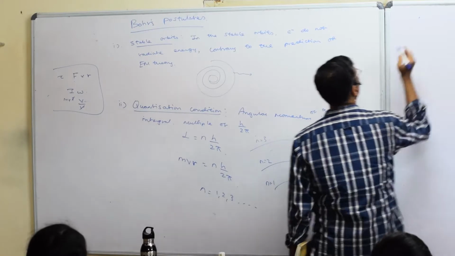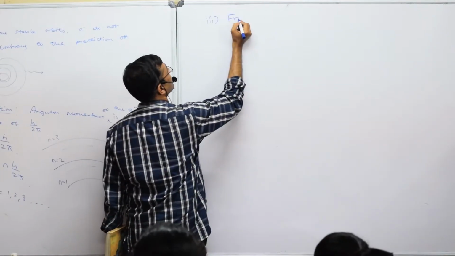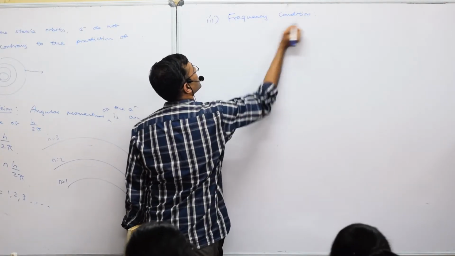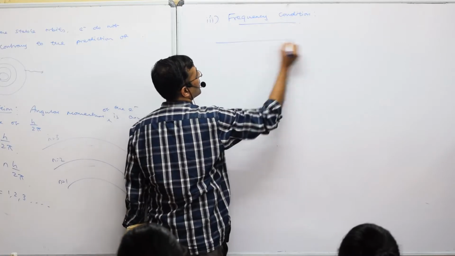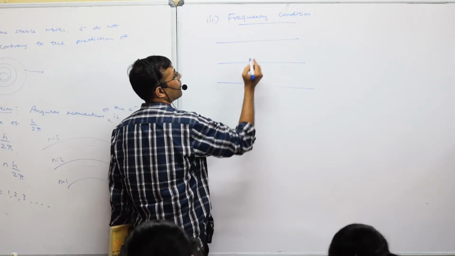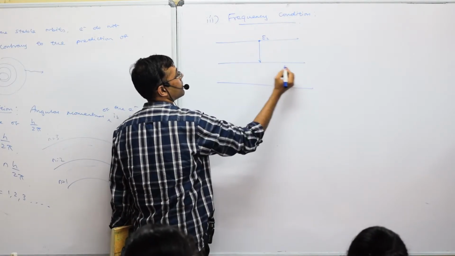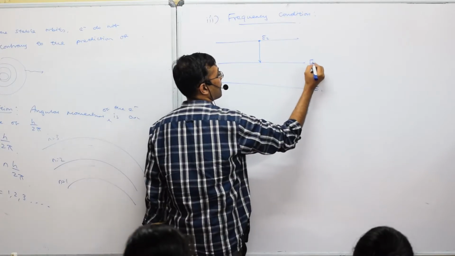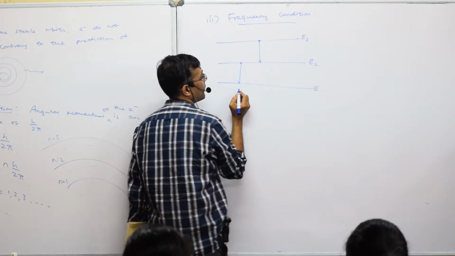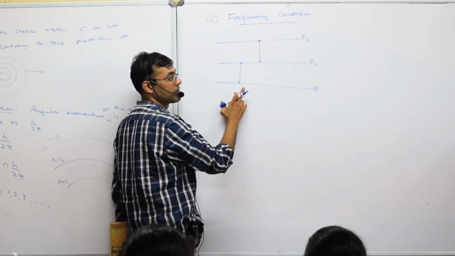So, the third point is Bohr's frequency condition. So this is quantization, this is the frequency condition. So what did we say about the frequency condition? If you had an energy level like this, when an electron is falling from a higher energy state to a lower energy state, let's say this is E2 and this is E1. So if I'm seeing the electron falling from E2 to E1, E2 is one energy level, this is another energy level.